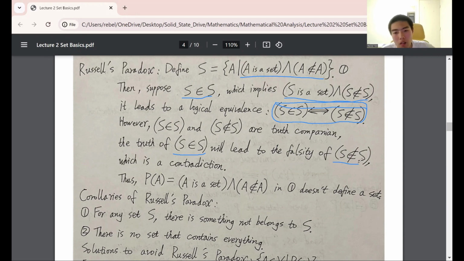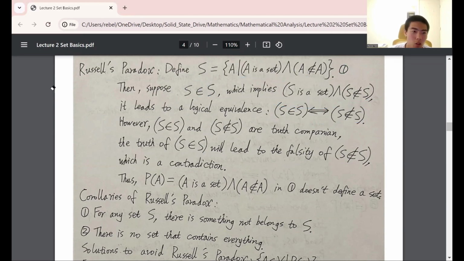All right. So the property P doesn't define a set in this case. So what conclusion can we draw here? I would say not every property defines a set. There exists a set that doesn't contain everything, because S is not an element of S, and property P, which is defined here, doesn't define a set. So this is the main result from Russell's paradox.